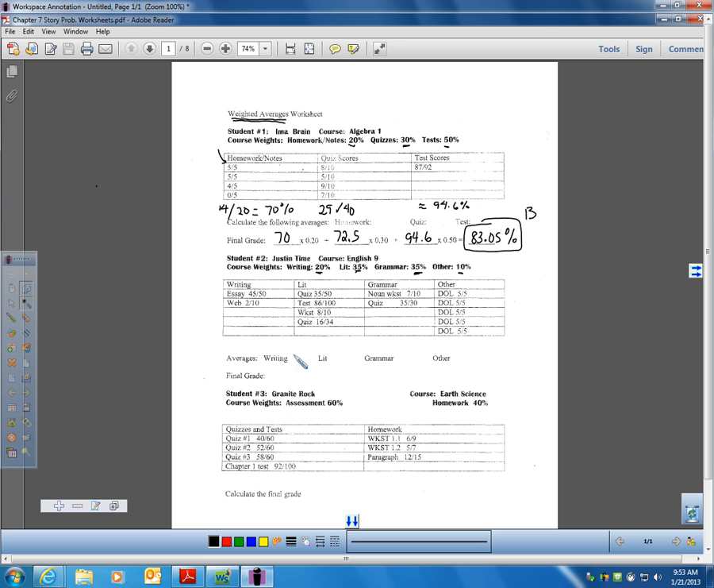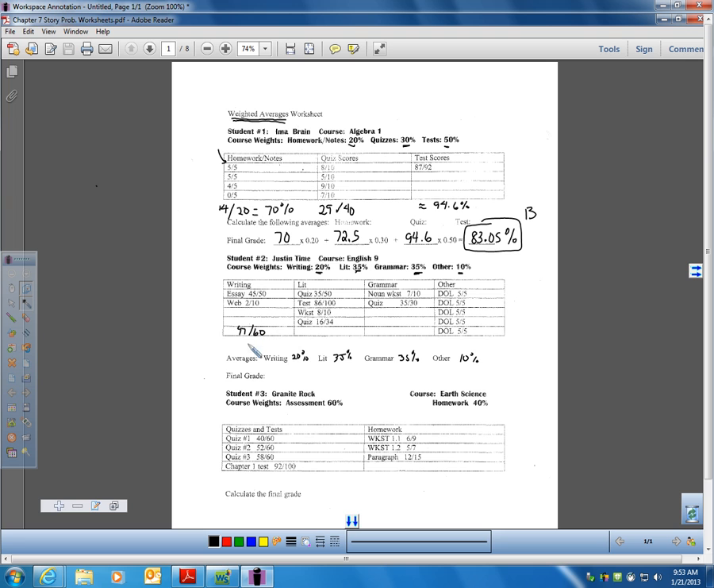First of all, the writing average, remember, it's 20%, lit's 35%, grammar's 35%, and others 10%. Okay, so to get the final grade, first of all, we got to get their individual scores. They had 47 points out of 60. Can you see where I'm getting 47, 45, and 2, and I'm getting 60, 50, and 10?